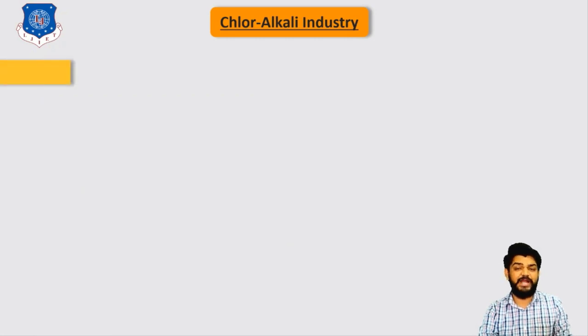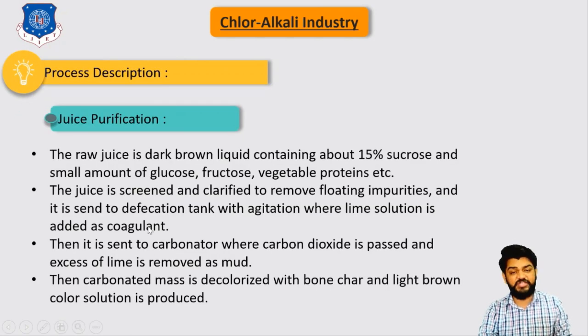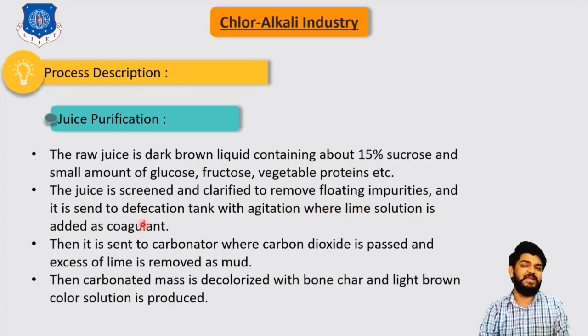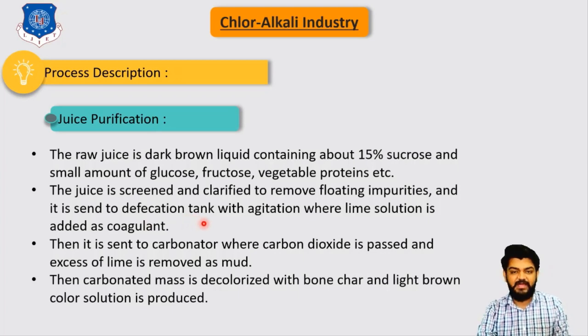Then after sugar extraction, the sugar purification step comes, right? In this we purify our sugarcane juice. The raw sugarcane juice, as we have seen, is brown in color, and it contains around 15% glucose, sucrose and different vegetable proteins. So this sugarcane juice is screened and clarified to remove the floating impurities and sent to the defecation unit where we add lime solution. And this acts as the coagulant, right?